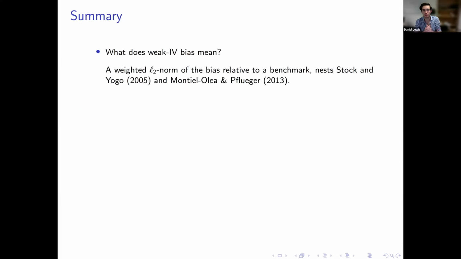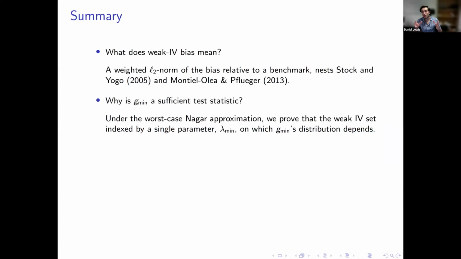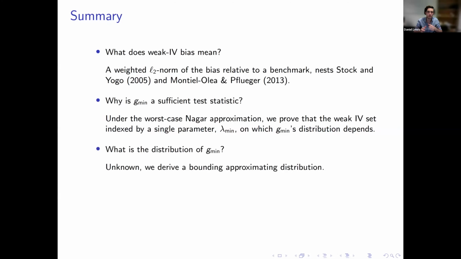So to summarize what we've just done, first, we had to define what weak IV bias meant in this setting. We did that by using a weighted L2 norm of the bias of two-stage least squares relative to a benchmark. This bias criterion nets both Stock and Yogo in the case of homoscedasticity and Montiel-Olea and Pflueger in the case where n is equal to 1. We argued that G-min was going to be a sufficient test statistic because after using the worst case Nagar approximation, we were able to show that the weak IV set was indexed by a single scalar nuisance parameter lambda min, but also that the test statistic's limiting distribution depended on this exact same sufficient statistic.